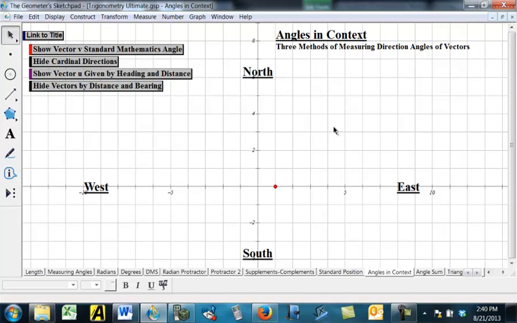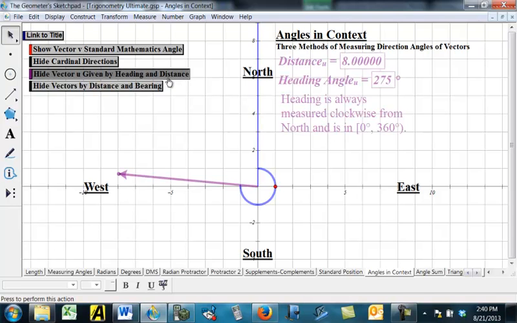Now, in real-world positions, there's a couple of different ways we can do this. One is called heading. Heading is always measured from north, and it's always measured in a clockwise way. So it's always an angle between 0 degrees and 360 degrees. Right now we're seeing an angle measuring 275 degrees. So we're measuring the angle as if we start with the initial side going north, and then rotating around.